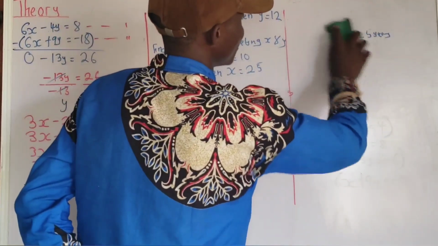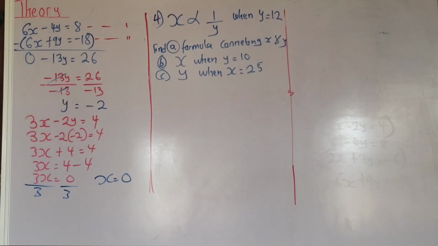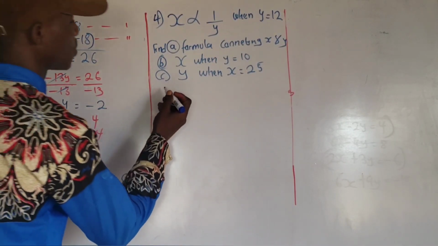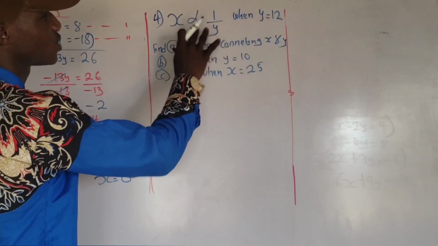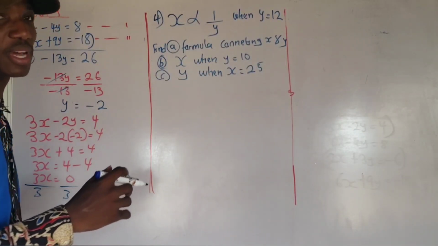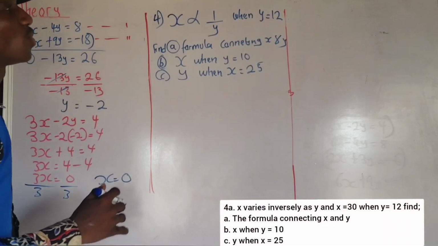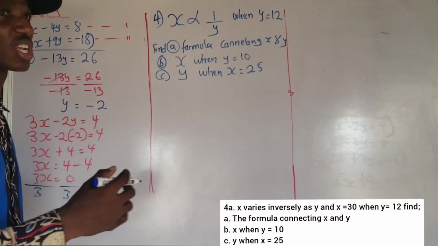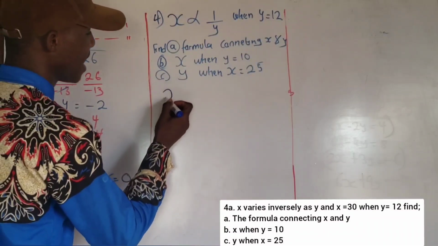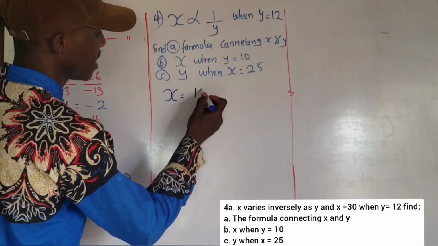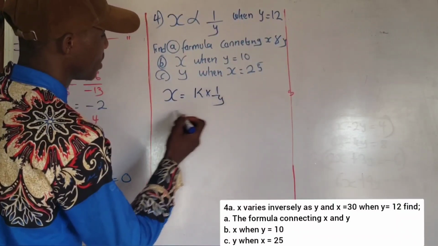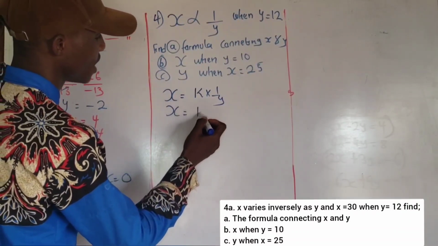Okay, so x varies inversely as y, 1 over y. If I want to change this variation sign to an equals sign, please pay attention, I'm going to introduce a proportionality constant. So I'm going to have x equals k multiplied by 1 over y. So x equals k over y.